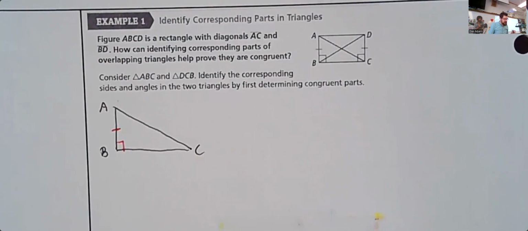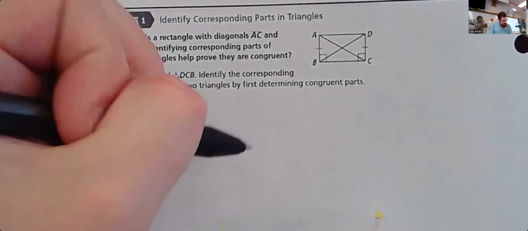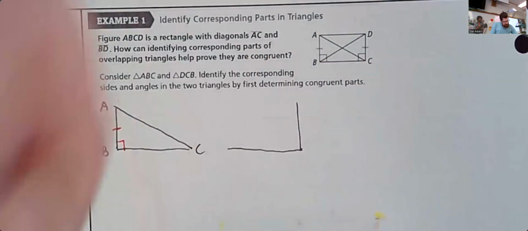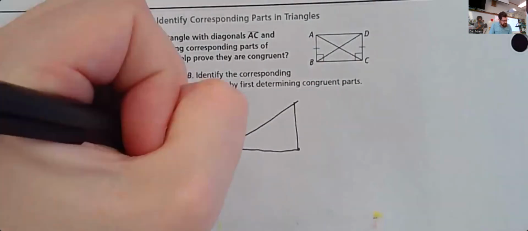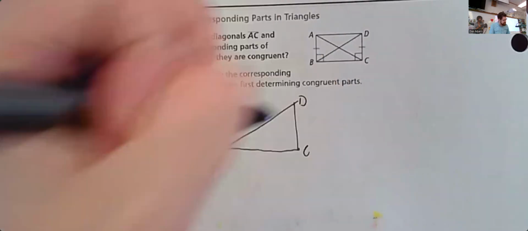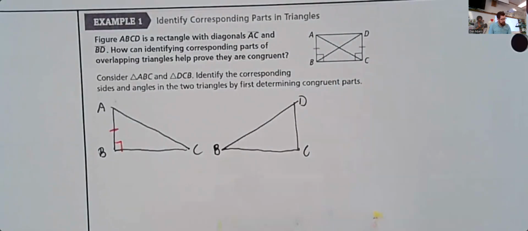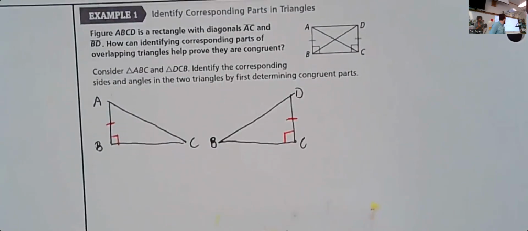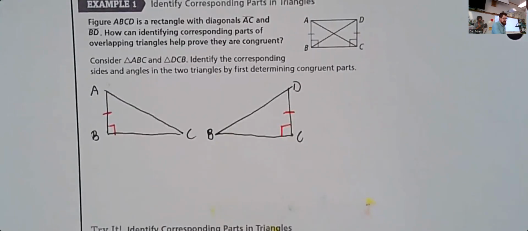If we were to draw a triangle DCB separately, that would be this triangle right here. So here's B, here's C, and then D's up here. We got ourselves a right angle there, and then a congruent side there. And so what we're trying to do is show that the triangles are congruent and talk about congruent parts that correspond.